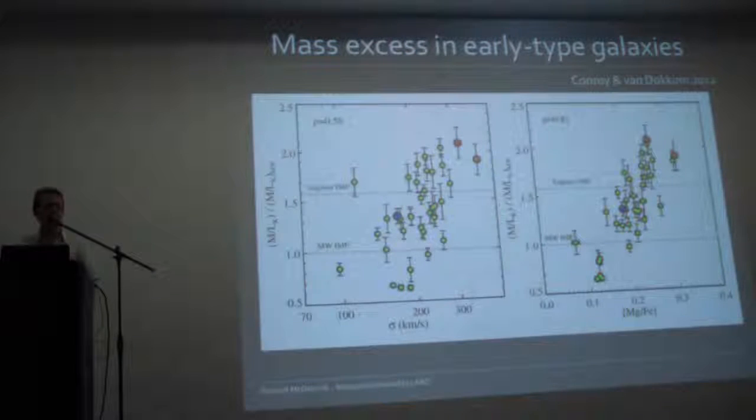Even more interestingly, this IMF variation seemed to show regular variations with other parameters. So here on the left I'm showing stellar velocity dispersion, and on the right I'm looking at Mg over Fe, or the abundance ratio. So these trends look quite tight, and so we were curious to know what we could get applying the dynamic modeling that we demonstrated earlier to try to tackle this with ATLAS 3D.